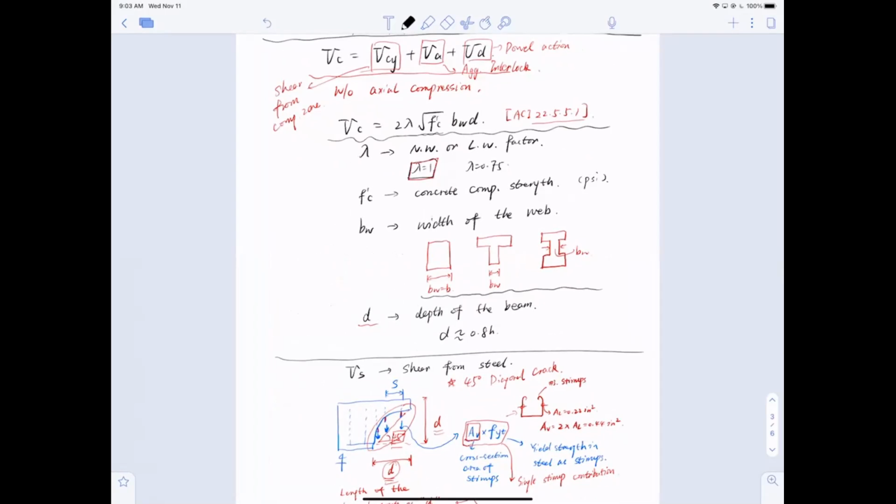You might see different cross sections of the beams, so you have to be really careful. Okay, now this is just the concrete contribution, right? So what you do is you take the lambda, which is a coefficient accounting for the lightweight or normal weight, and the compressive strength f'c with bw and the depth d, right? And you go on to do the simple things, right?